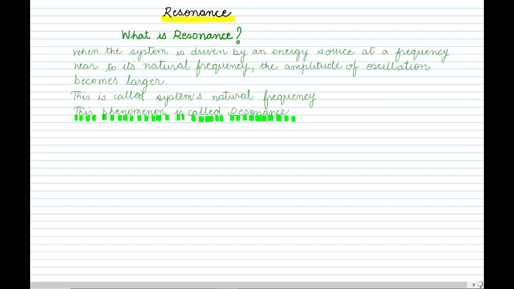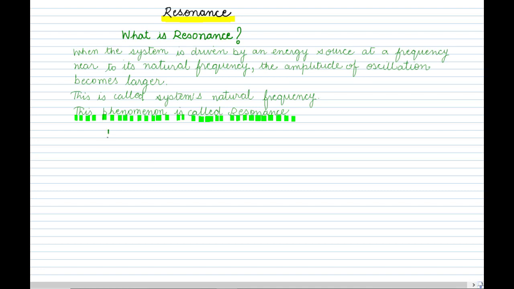Today we'll study an important concept which is known as resonance. So first of all, we should know what resonance is. When a system is driven by an energy source at a frequency near the natural frequency of the system, the amplitude of oscillations becomes larger. This phenomenon is known as resonance. So this phenomenon is called resonance.